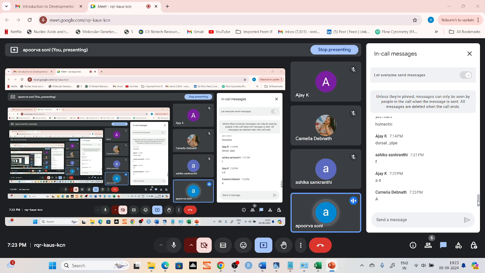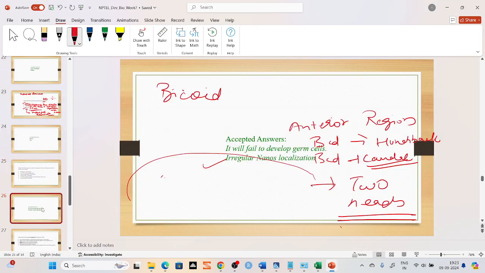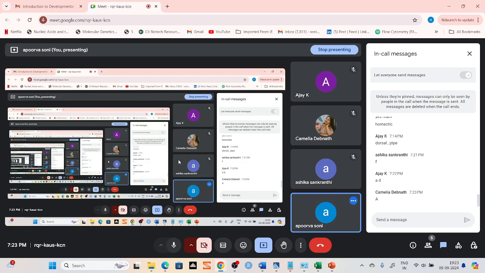The correct answer is: it will fail to develop germ cells and irregular nanos localization. That means B and D. So the correct answers are B and D. So let us try to see.